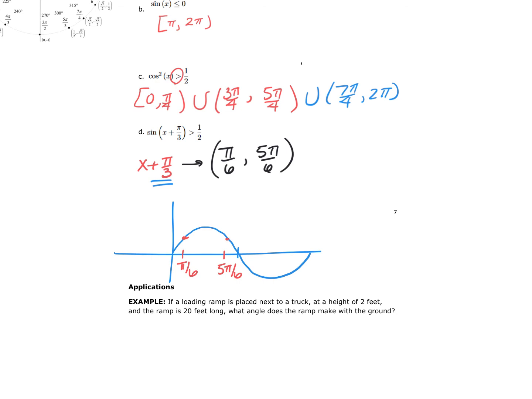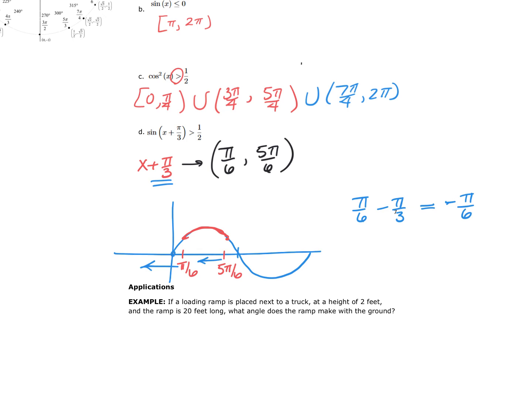These values right here, above but not including those endpoints, are outputs that are bigger than 1/2. If I have x plus pi thirds, that means this is going to get shifted over pi thirds, and so is this. The entire graph, the sine of x plus pi thirds, picks this entire interval up and this entire sine wave and moves it left. So I have pi over 6 minus pi thirds. So that means this is going to go to negative pi 6.